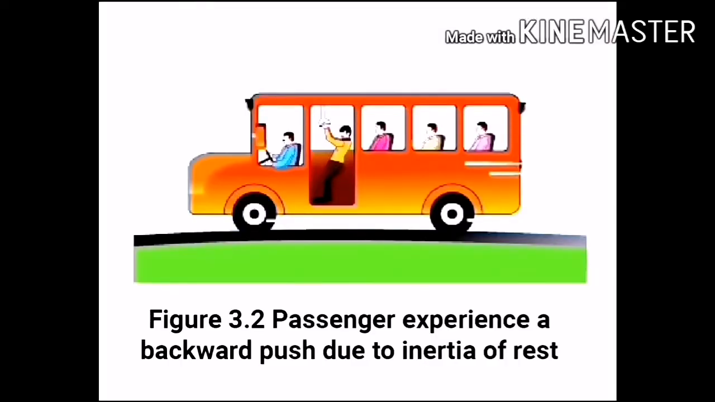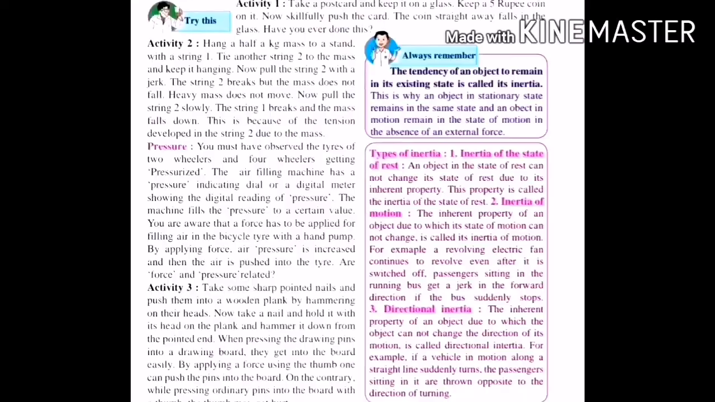For example, if you observe, when a bus starts moving, the passengers tend to move in the backward direction. Why does this happen? Because the lower part of their body, which is in contact with the bus, begins to move, but the upper part of the body, due to inertia, continues to remain at rest.